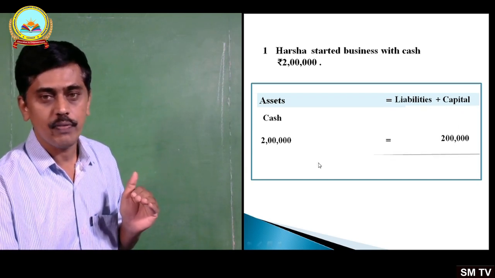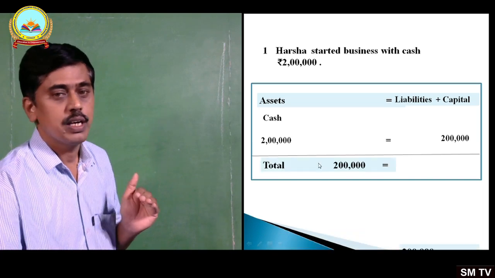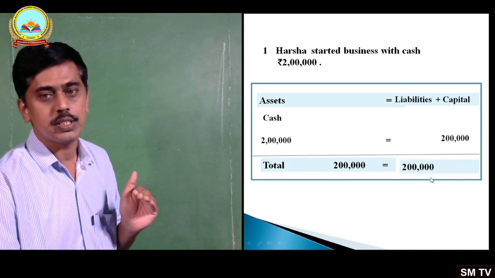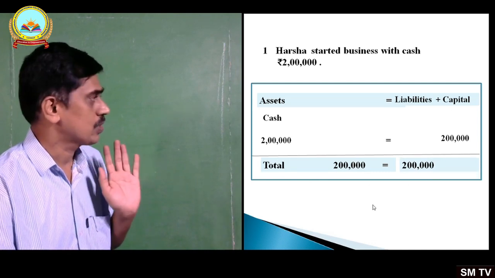So both the sides are equal. Write quickly. Cash 2 lakhs. Asset side 2 lakhs. Liability side 2 lakhs. 2 lakhs equals 2 lakhs. No difficulty at all. Go to the second transaction.